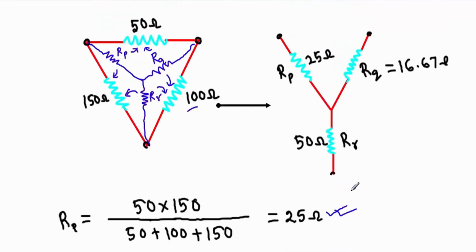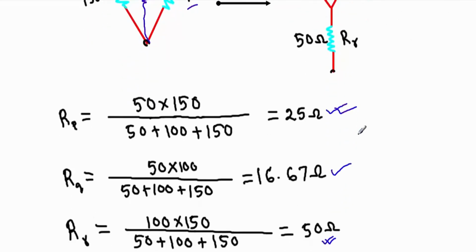Now if I convert this delta circuit into a Y circuit, our circuit will look like this, where Rp will be equal to 25 ohm, Rq equal to 16.67 ohm, and Rr equal to 50 ohm. Okay, that's it.